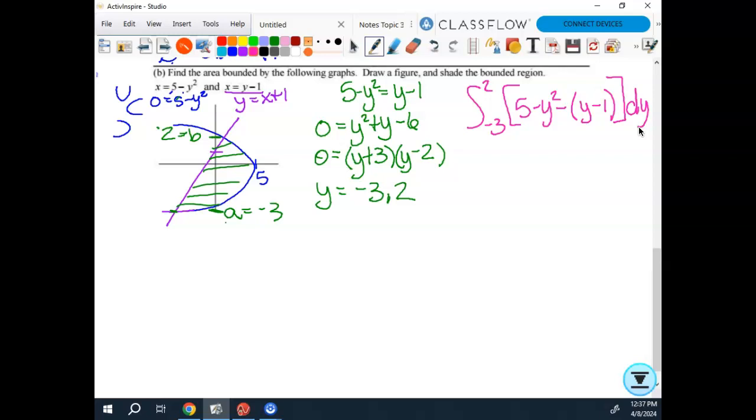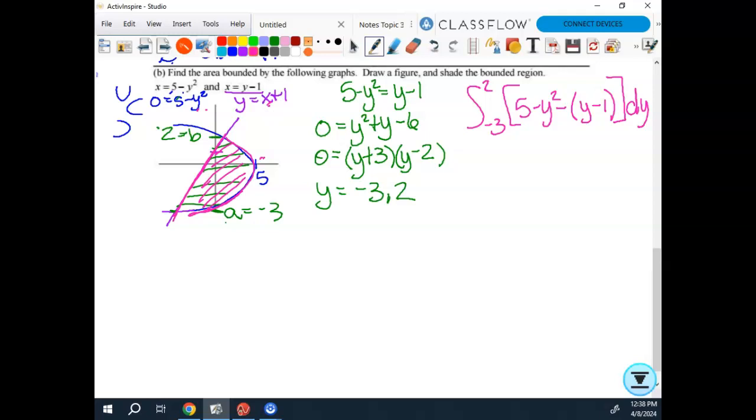The one that's the boundary on the right. So this is the one we graphed right here. This area right here is what I'm finding. So the boundary of the area is here and here. The right boundary is this one. The left boundary is this one.